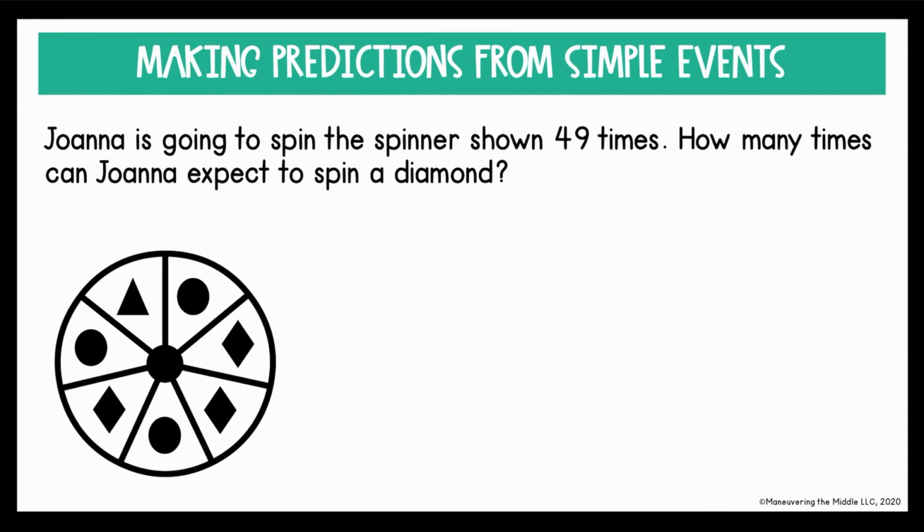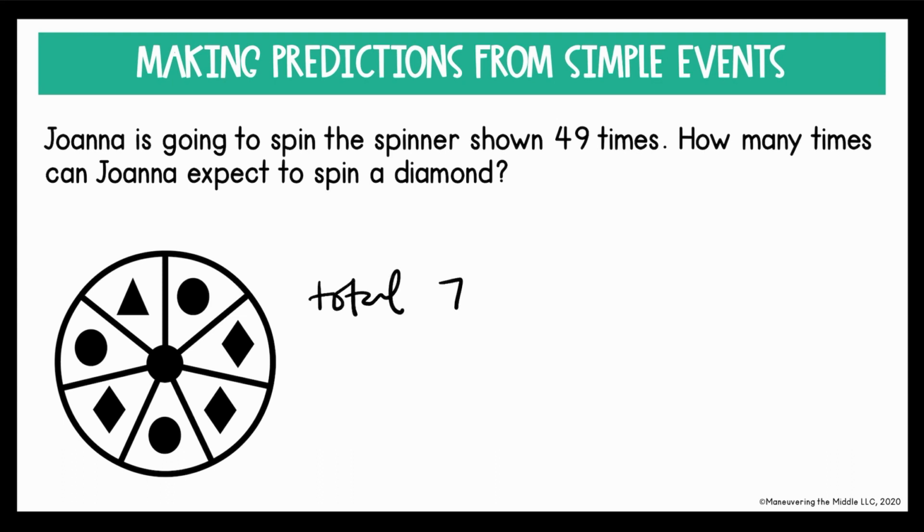Now, a lot of times we can actually apply probability to different types of questions, and we can do that by making a prediction. So in this example, it says that Joanna is going to spin the spinner shown 49 times. How many times can Joanna expect to spin a diamond? So first, we're going to look at our spinner. I'm going to count up the sections, and I can see that there are 7 sections. So my total possible outcome is 7.